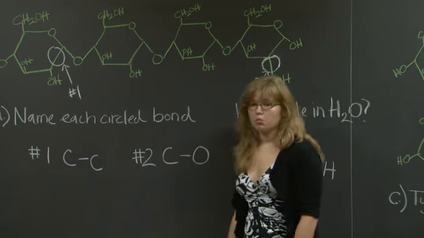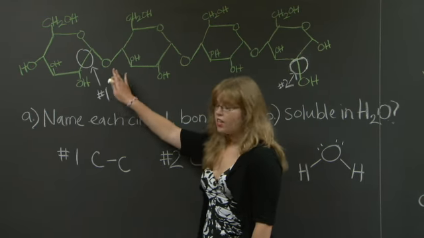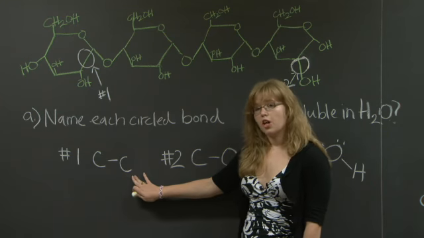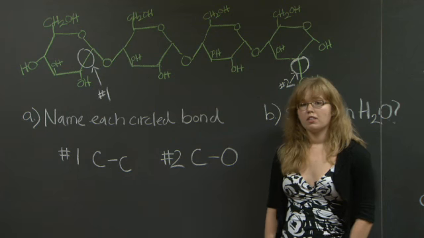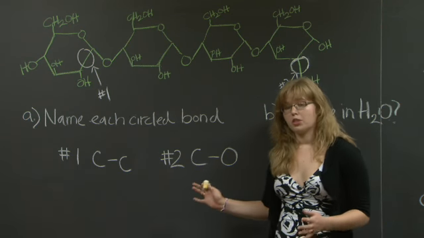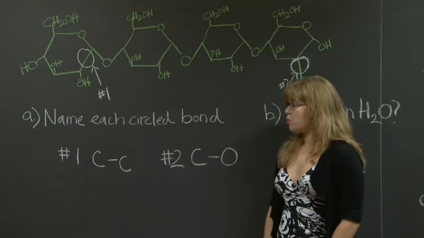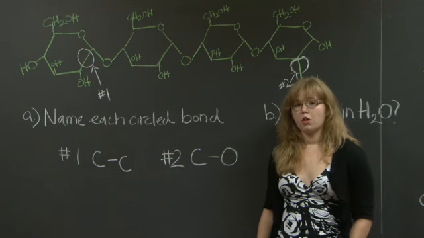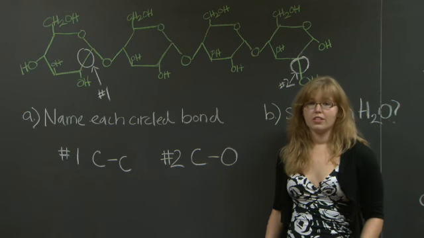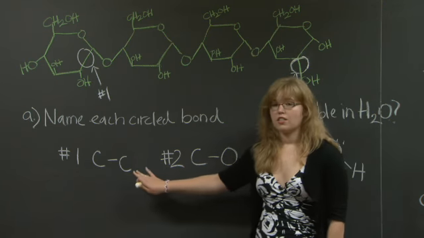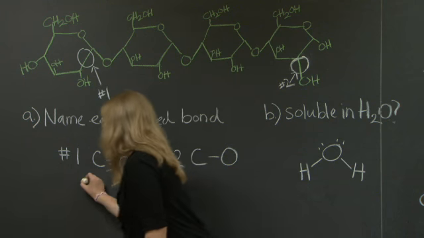So the first circled bond is right here. And this is a carbon-to-carbon bond. Now, the first thing that we can notice about this bond is that it's a carbon-to-carbon bond, and we know that carbon only forms covalent bonds in biological systems. So the first thing we can say is that this bond is a covalent bond.